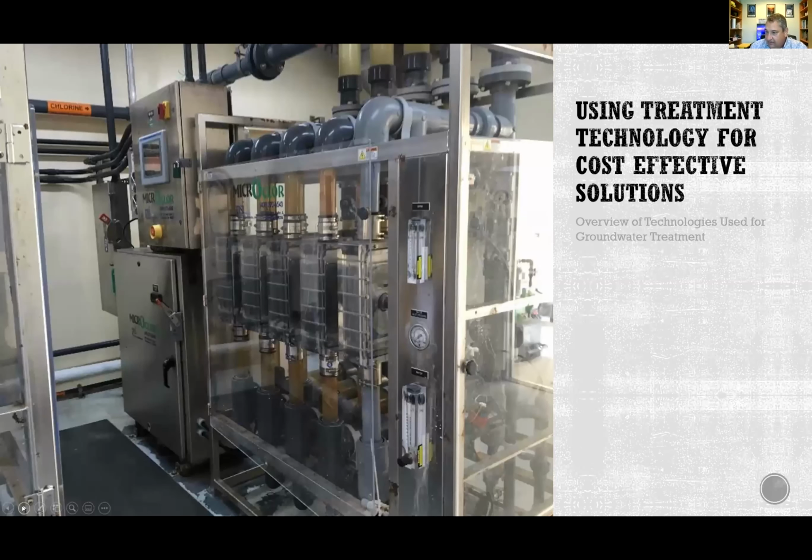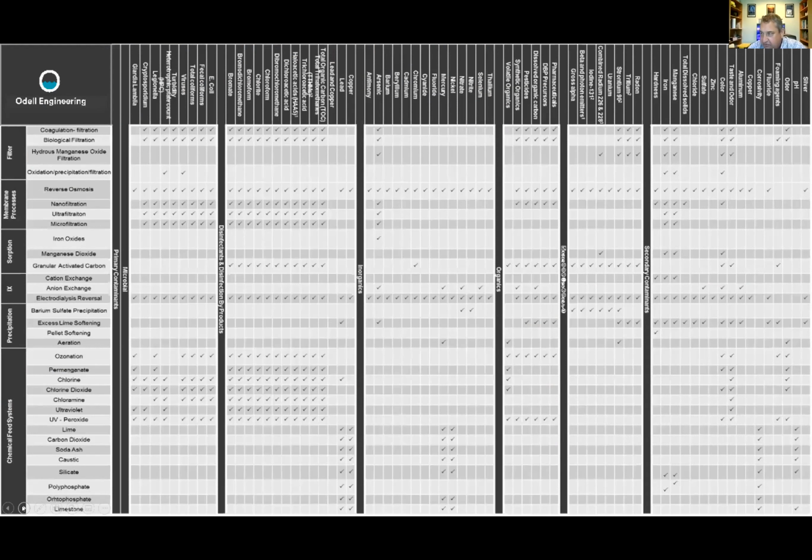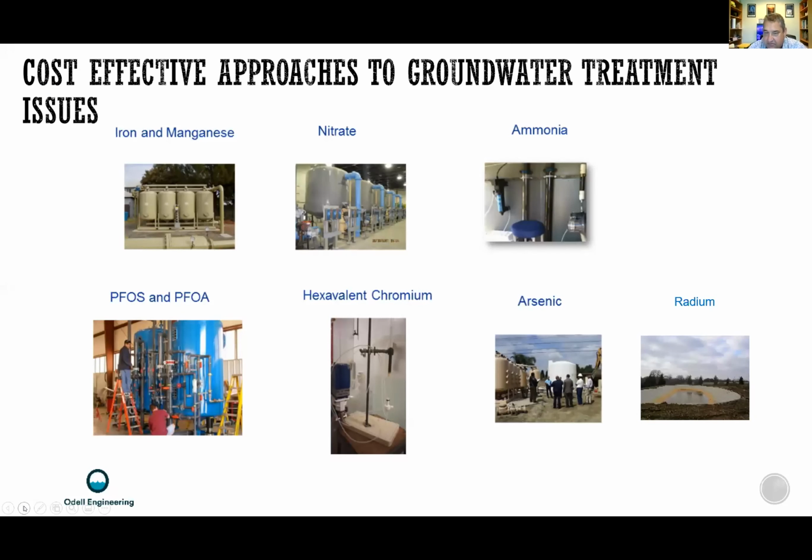So some ideas about using different technology for cost-effective solutions. I mentioned before, there's lots of different treatment technologies, and we see lots of different treatment issues associated with groundwater. So we'll look at some examples of that.